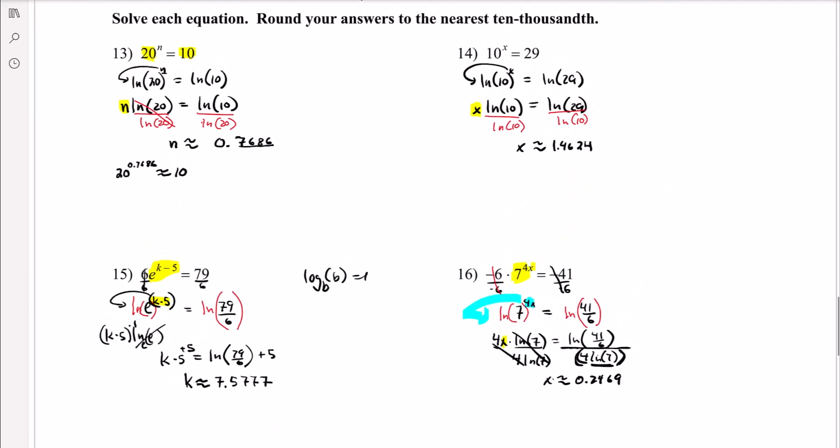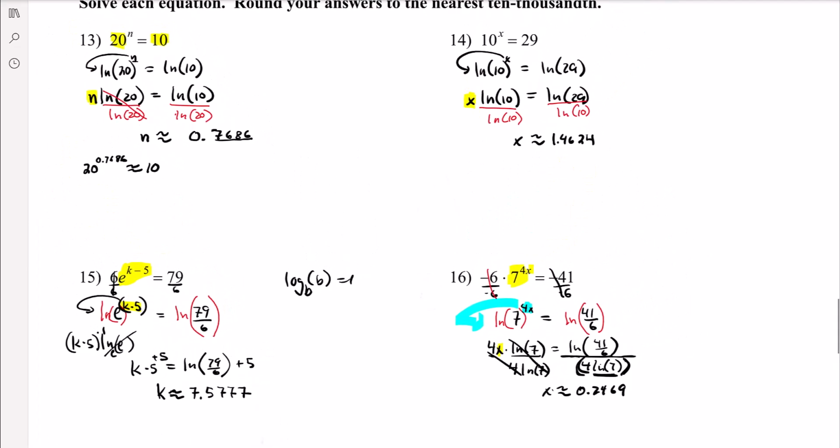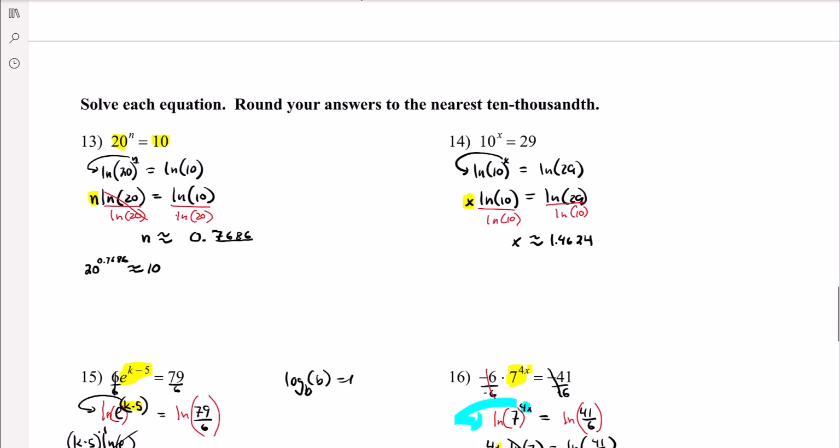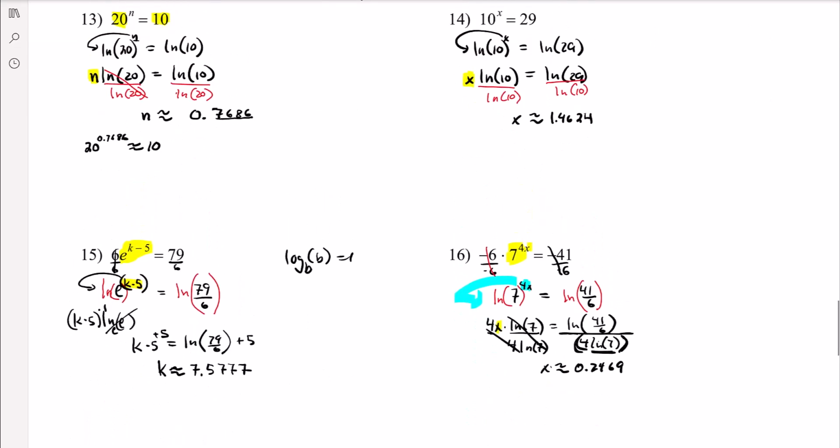All right. So exponential equations, when you have to take the ln of both sides. And then I'll do a separate one for logs.